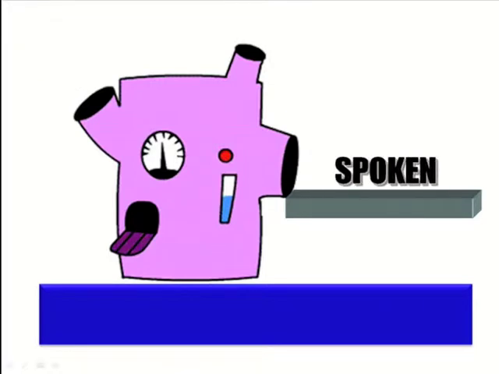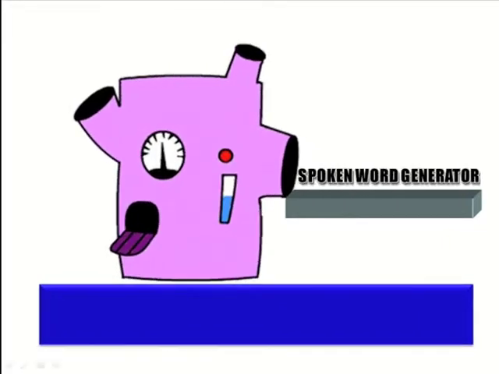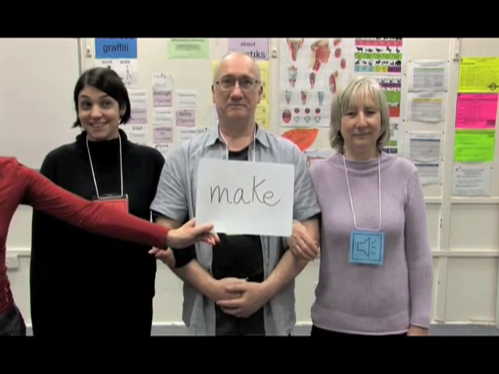Spoken word generator. And here we have three sounds. A. K. Again. A. K. What happens when we put them together? Let's see. And now, what we get is. A. K. And again. A. K. And the answer is make.